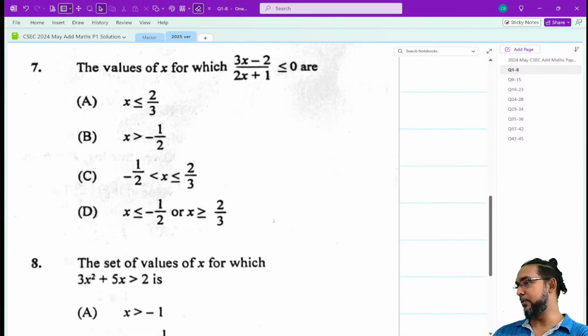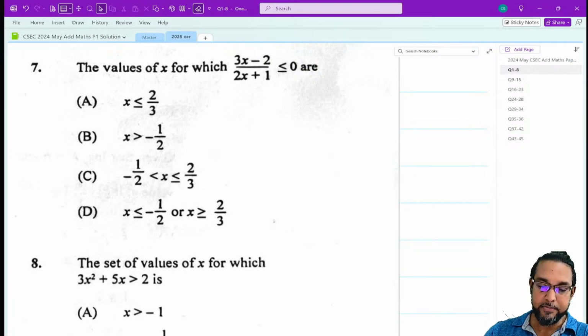Let's do some add math. I didn't do any add maths for the season, so just consider me 2024 people on. The values of x for which 3x minus 2 over 2x plus 1 is less than or equal to 0.